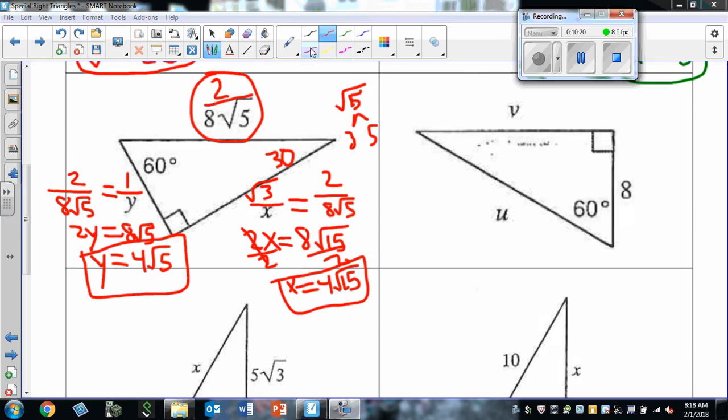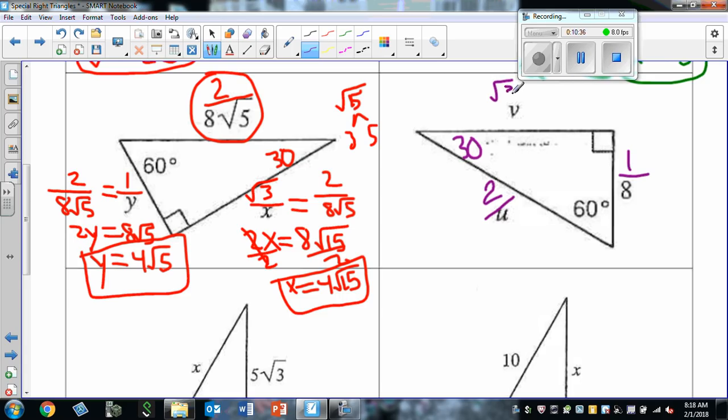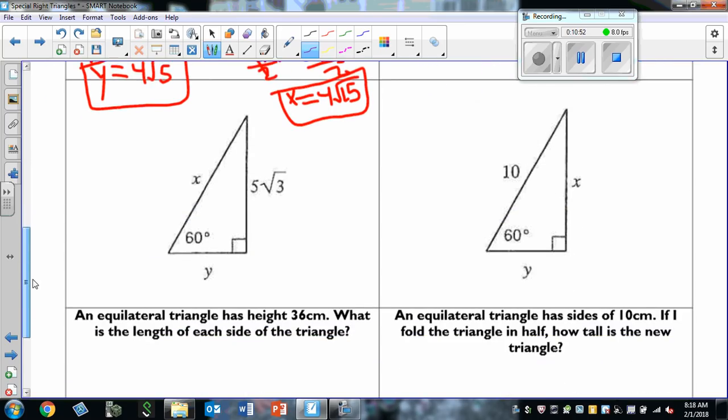Okay, these ones I'm just going to label because I know these notes are getting long. I'm sorry. At least you can move through them a little faster than if I was teaching. Okay, between 30 and 60 is a 2. Across from 30 is a 1. Next to 30 is a root 3. And again, you'd use this and you could solve. You could say this equals 1 over 8 and then cross multiply. That one's pretty easy. I'm not going to finish solving.